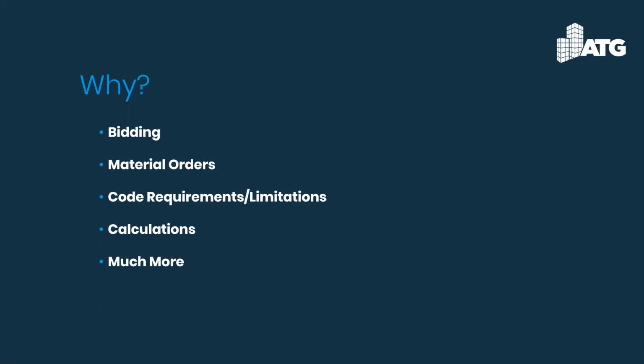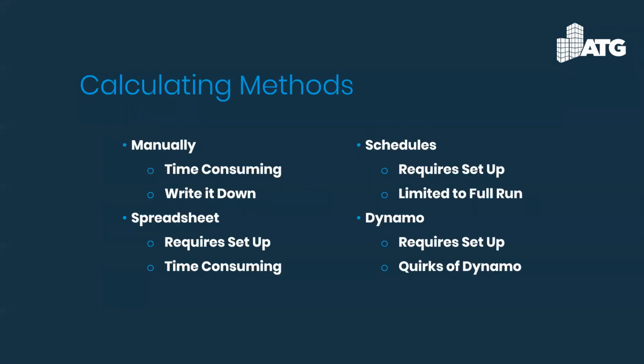And the list goes on and on. So what are some different calculating methods? Well, we could do it manually. We could go through the model and click on each segment of pipe, write down or put in our calculator what that length is, and then total it up at the end. Unless you're only doing a very short run, or it's only three pieces, that's going to take you a lot of time.